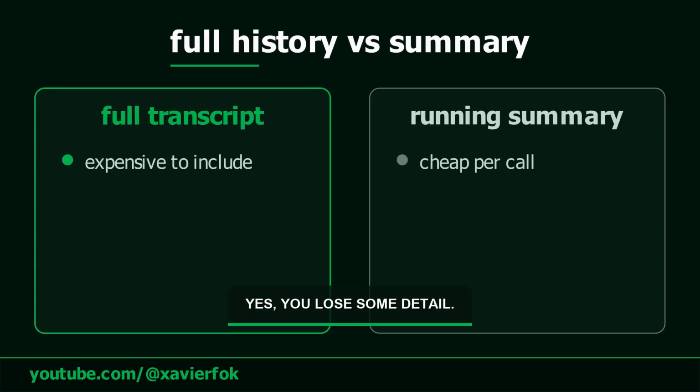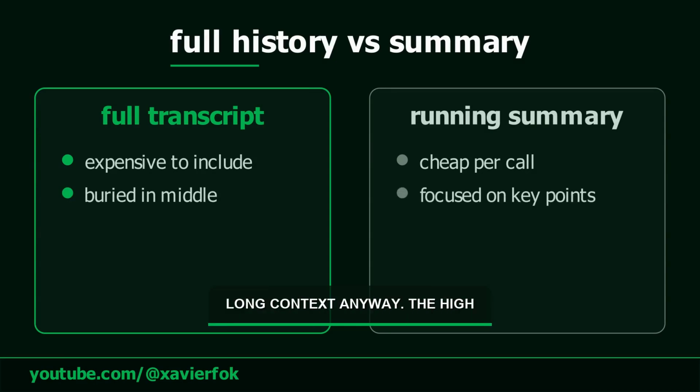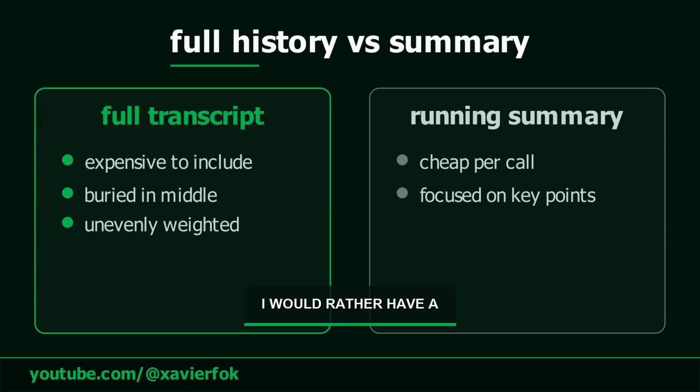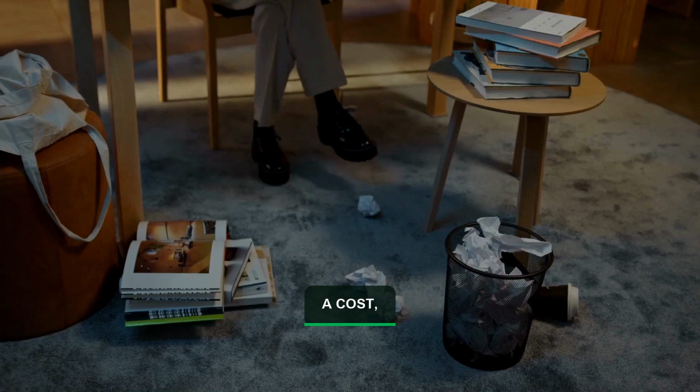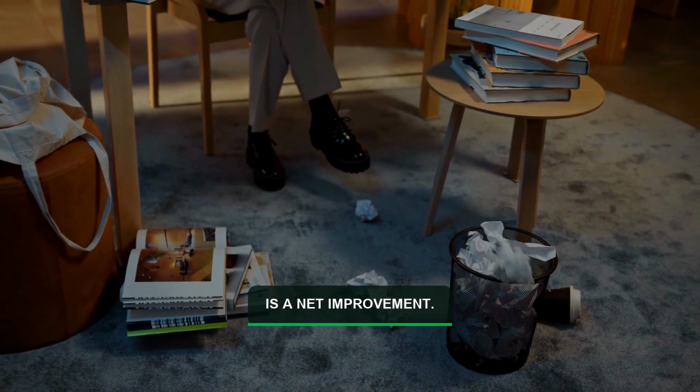Yes, you lose some detail. In practice, the detail you lose is usually the kind that would have gotten lost in the middle of a long context anyway. The high-value stuff, the decisions, the constraints, the things you keep referring back to, that is exactly what a good summary captures. I would rather have a well-compressed summary of what matters than a full transcript that the model will weight unevenly. The compression is not a cost. Most of the time it is a net improvement.